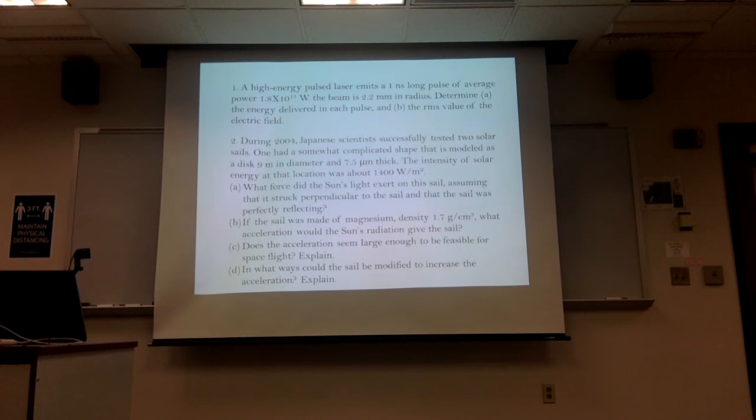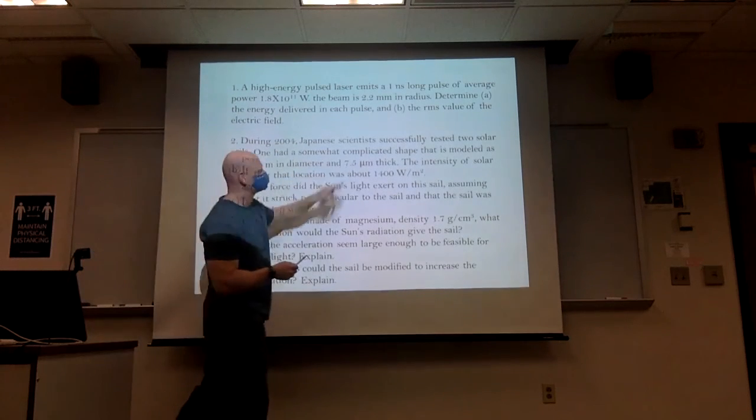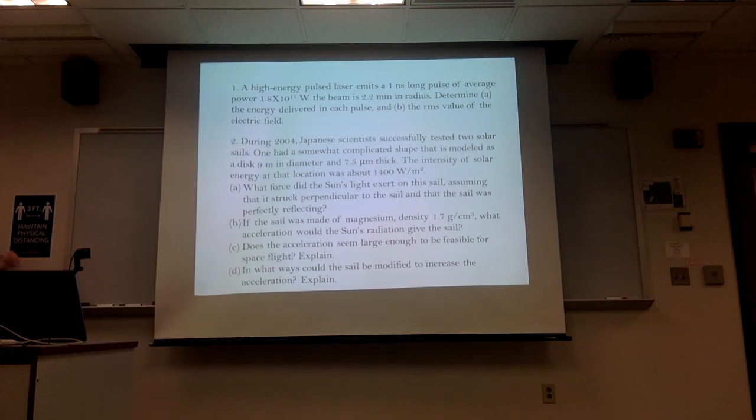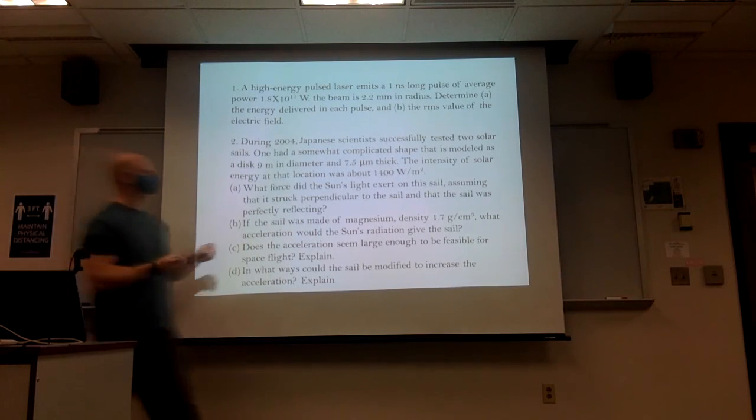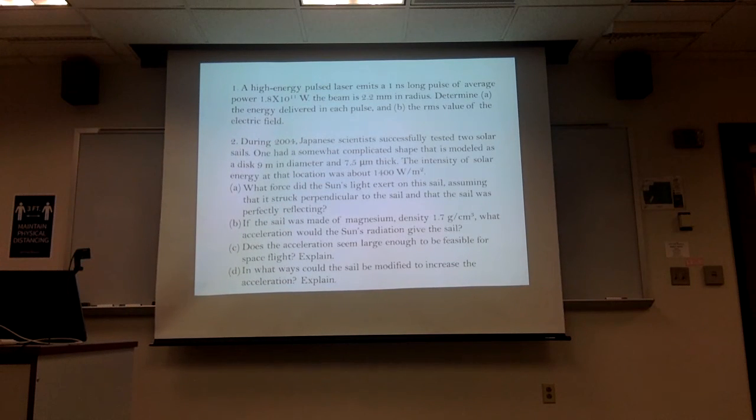Second one then is a force problem. So this is a radiated force. So this says during 2004, Japanese scientists successfully tested a solar sail. One of them had a somewhat complicated geometry that's modeled as a disk, which has a diameter of 9 meters, a thickness of 7.5 micrometers. And then the sail was located at a particular location where the intensity from the sun was 1,400 watts per meter squared. So in this case, you want to know what force did the sun's light exert on the sail, assuming that it struck perpendicular to the sail and that the sail was perfectly reflective, just to increase the amount of force as much as possible.